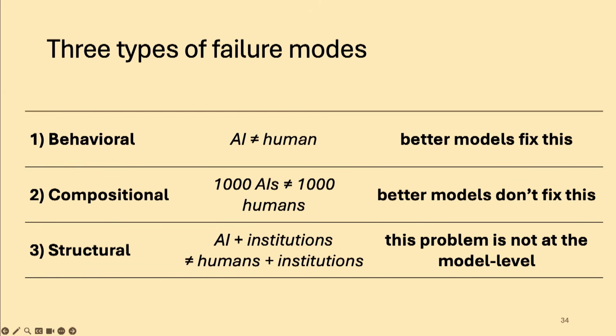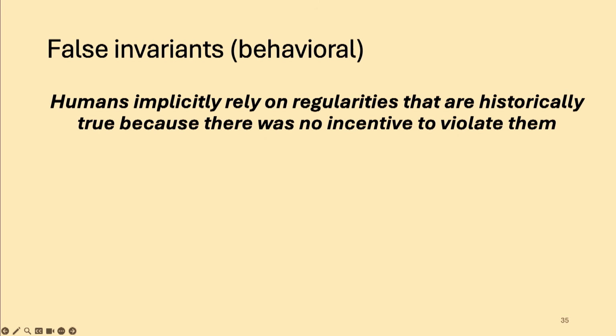On the behavioral side, one type of mistake that I'm starting to see quite a bit, and the attack that I presented earlier on is also a little bit of this category, is what I'd call false invariance. Here the way in which humans and AI differ in behavior is that we start to realize that there are a lot of regularities in our world that we as humans implicitly rely on, just because no one ever really bothered to violate them in the past, because there was really no incentive to do so.